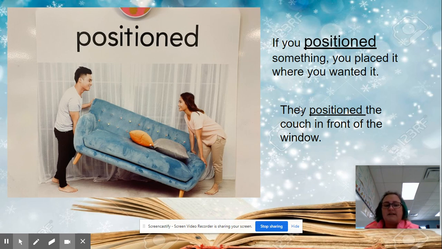And then your final word is positioned. Say it. Good job. If you positioned something, you placed it where you wanted it. They positioned the couch in front of the window.